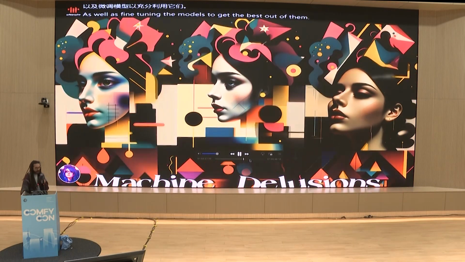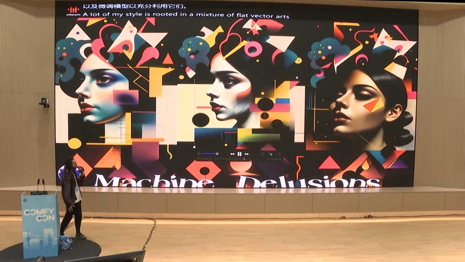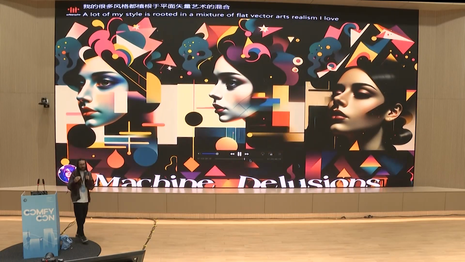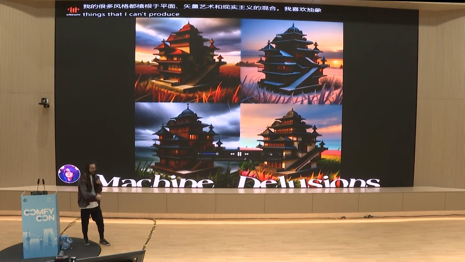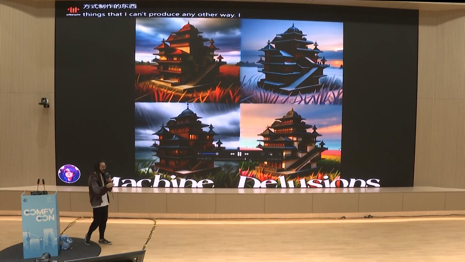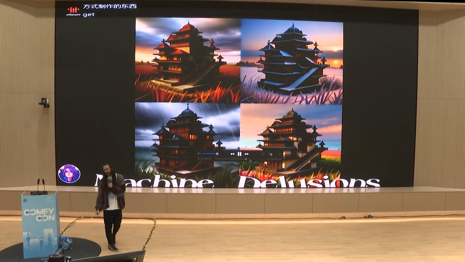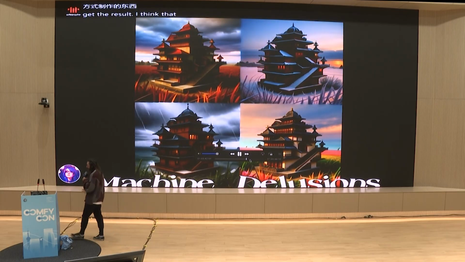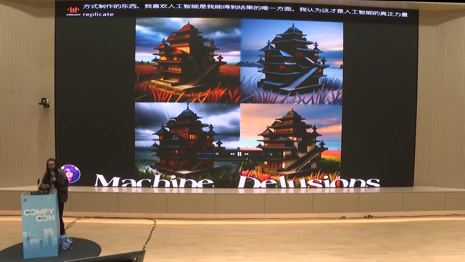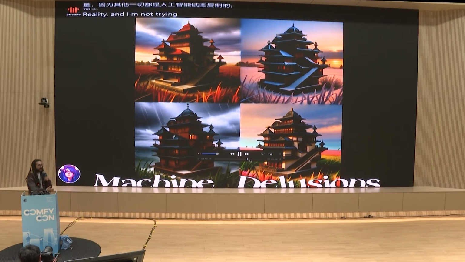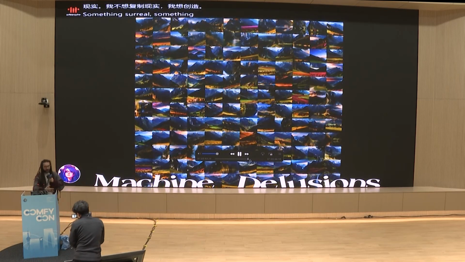A lot of my style is rooted in a mixture of flat vector art and realism. I love abstract. I love things that I can't produce any other way. I love when AI is the only facet in which I can get the result. I think that's the real power of AI, because everything else is AI trying to replicate reality. And I'm not trying to replicate reality. I'm trying to create something surreal, something unreal.